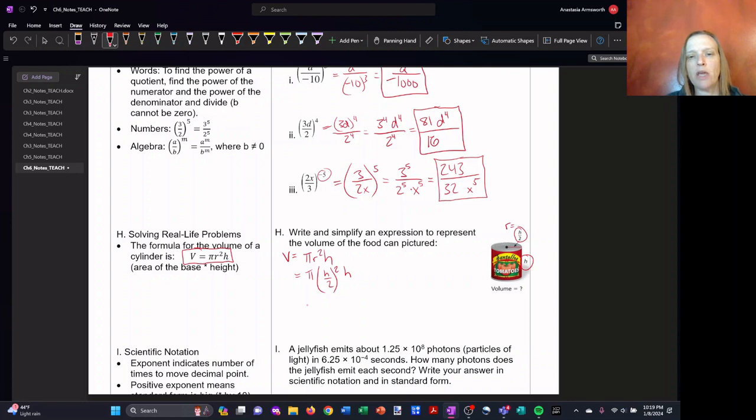And so here you can see we've got a fraction, we've got a division problem, and we're squaring that fraction. So this is very similar to part G above, and we're going to use that same strategy where we apply the exponent 2 to every component of the division problem. So I'm going to have pi times h squared divided by 2 squared times h.